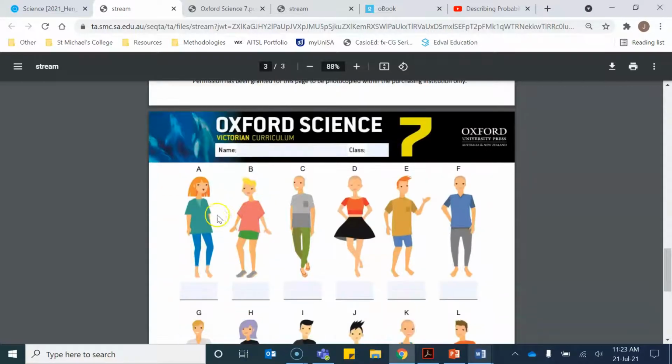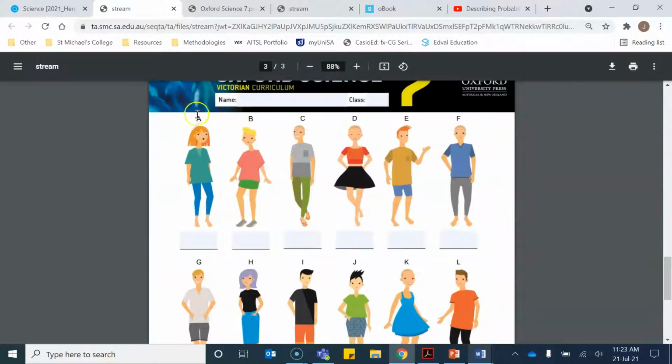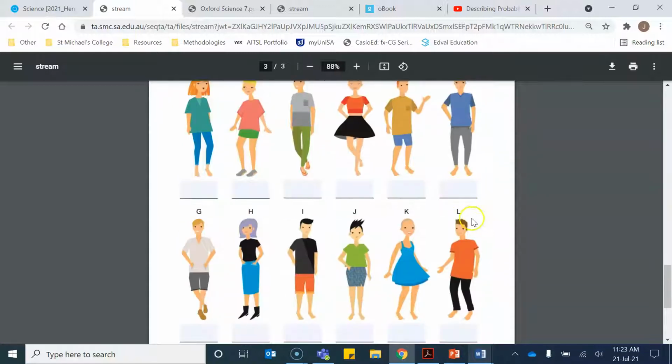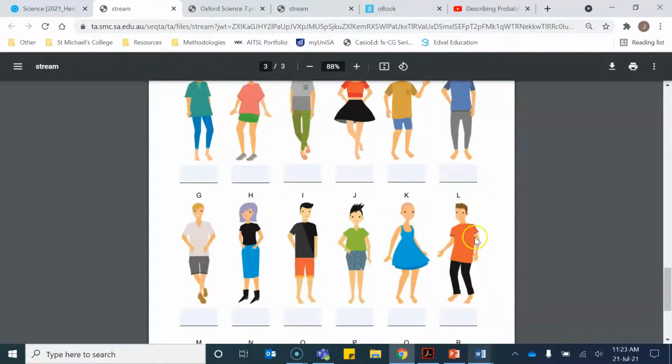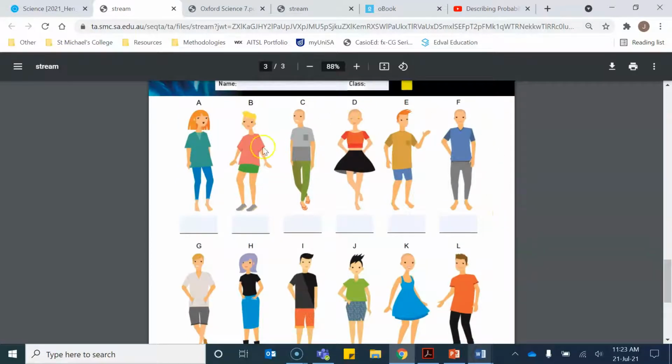So I'd like you to go through and classify each of the people A through to L. You will not need to do M through to R. Those people there were required for you to use the remaining information on that dichotomous key to draw them yourself. If you're keen and you finish early, then I encourage you to have a go at those ones. But for now, the classification of those people would be fine.